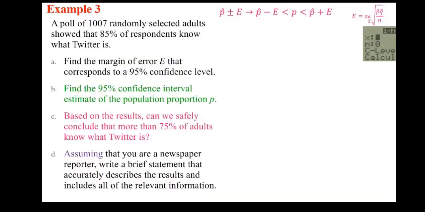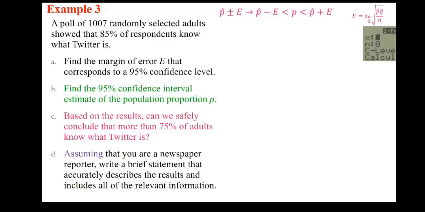A poll of 1,007 randomly selected adults showed that 85% of respondents know what Twitter is. A, find the margin of error E that corresponds to a 95% confidence level. B, find the 95% confidence interval estimate of the population proportion P. C, based on the results, can we safely conclude that more than 75% of adults know what Twitter is? D, assuming that you are a newspaper reporter, write a brief statement that accurately describes the results and includes all of the relevant information. Normally, we are interested in part B.